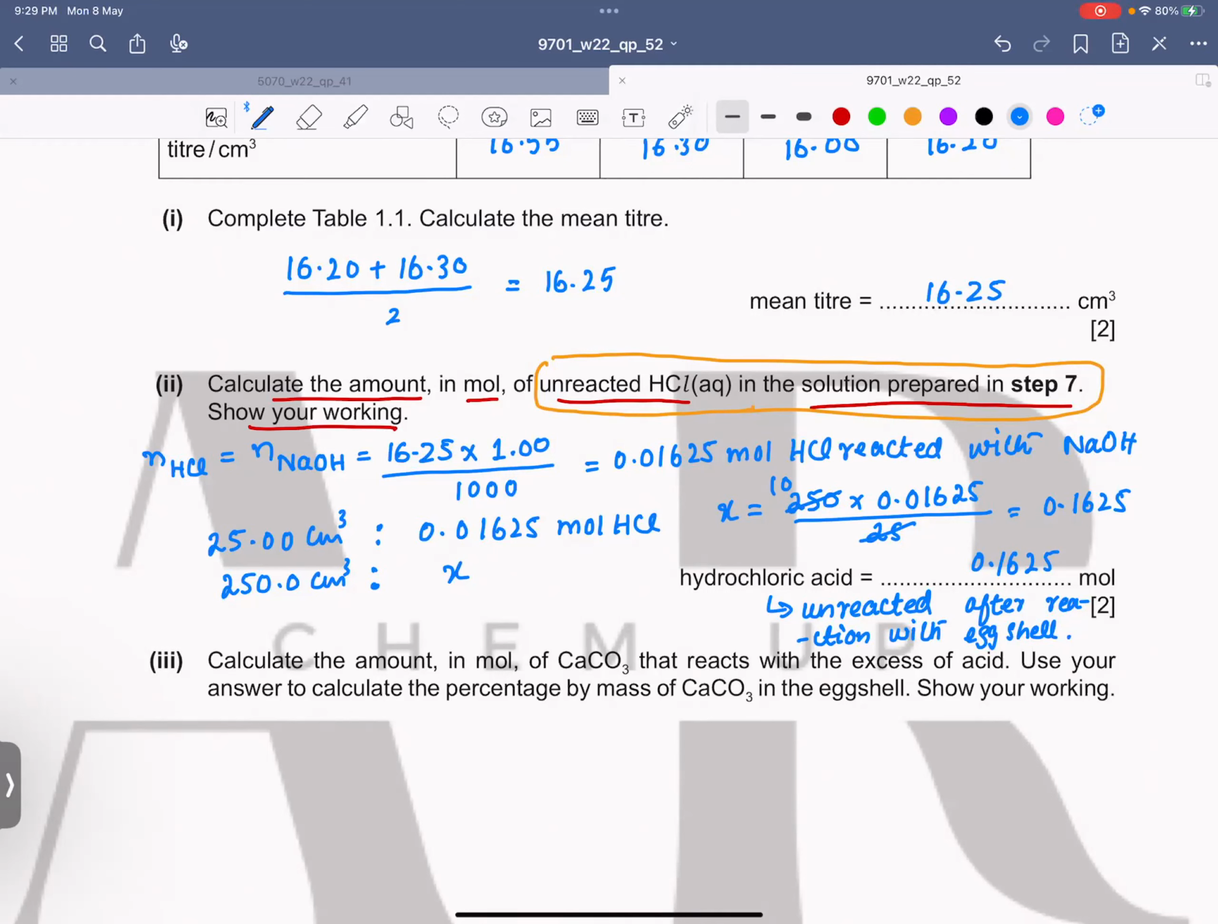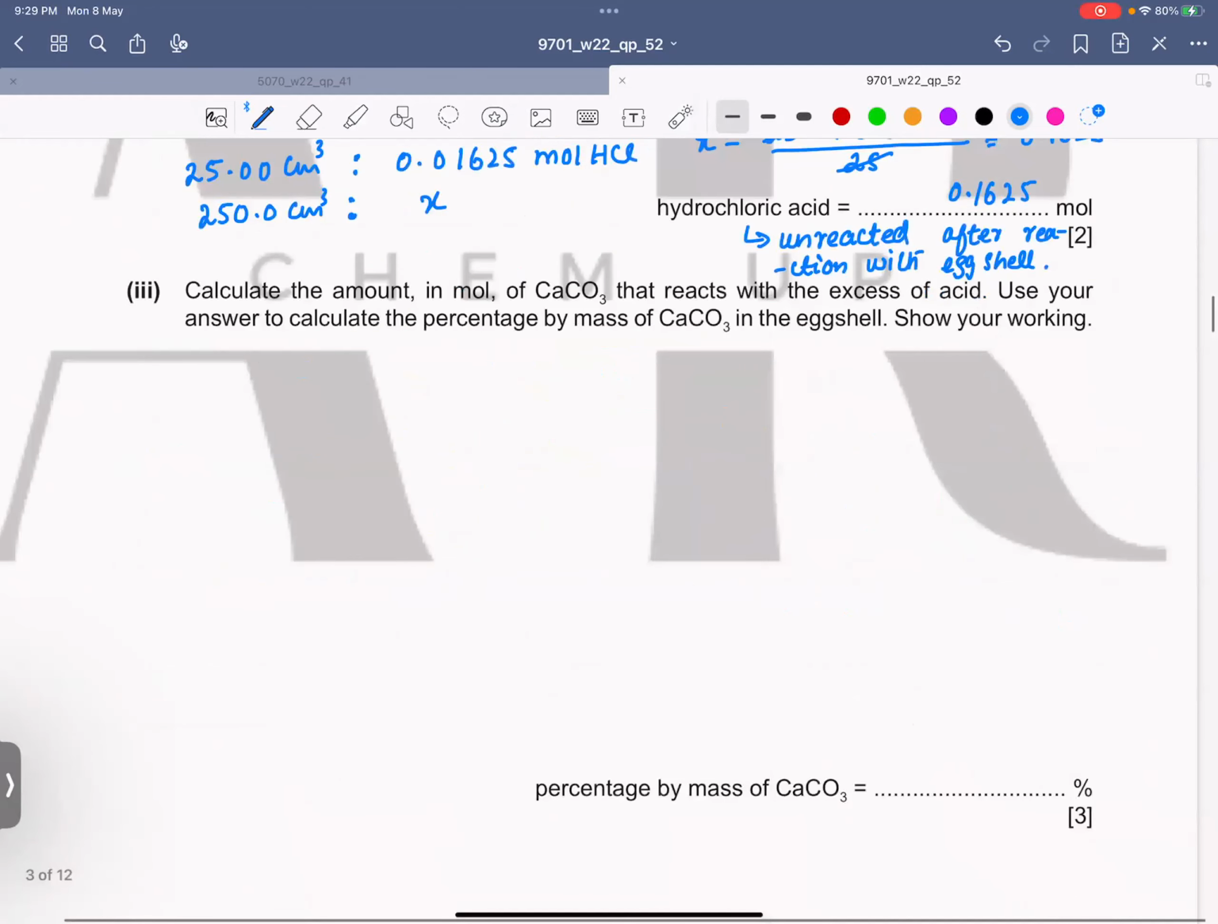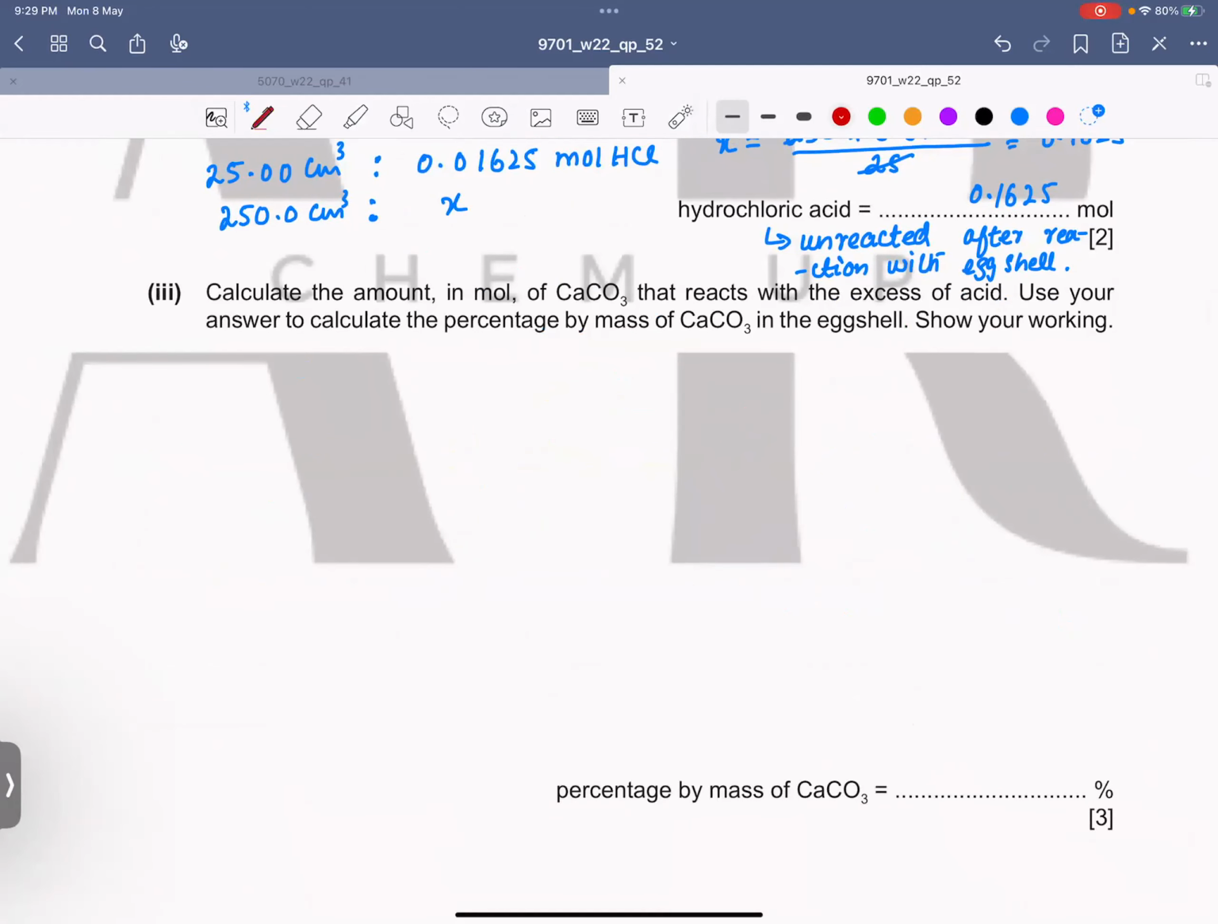Okay. Now, what they are saying: calculate the amount in moles of calcium carbonate that reacted with excess of acid. Okay. Use your answer to calculate the percentage by mass of calcium carbonate in eggshell. Show your working. Okay.